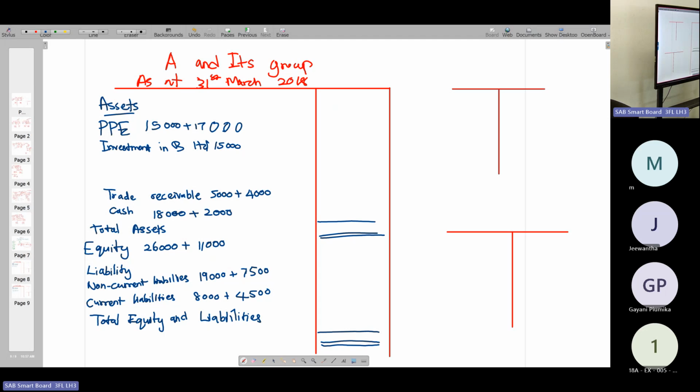Did you write all the figures like this? Then make the balance sheet balance.